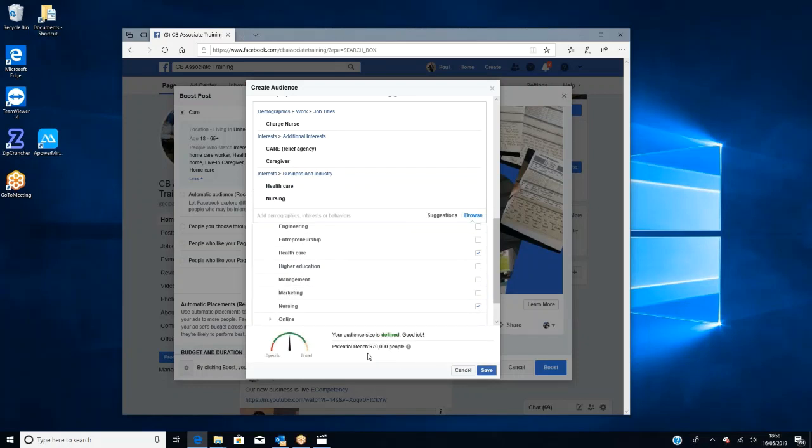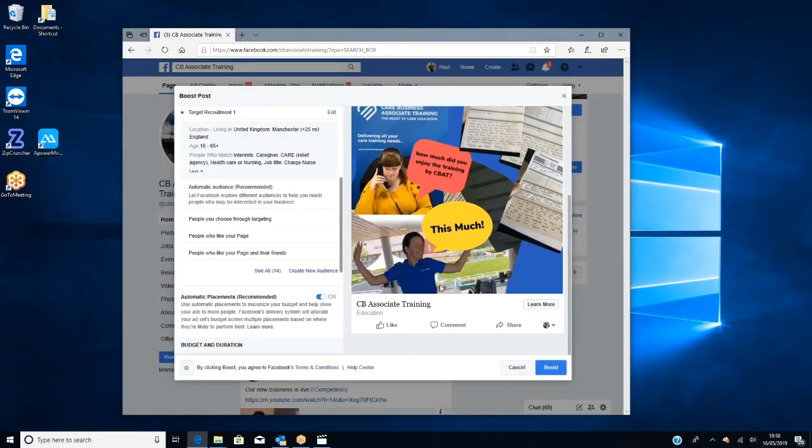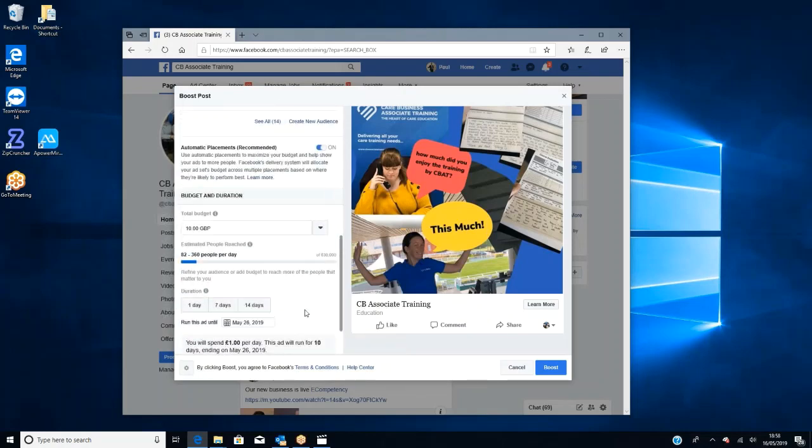So you can see now that the audience potential reach for this one boost is 670,000 people that have all put these sort of keywords into Facebook, either what they work as, or they keep liking posts related to it. Facebook has all that within their service. So I now press save. And as a result of that, now I'm ready to actually boost.